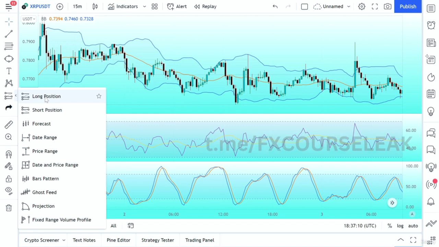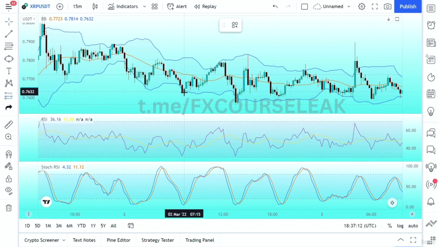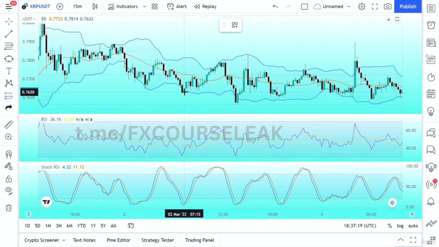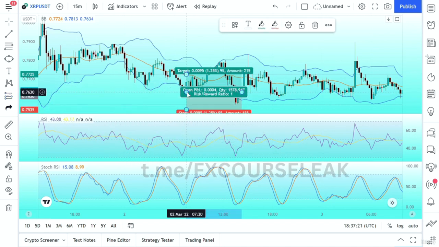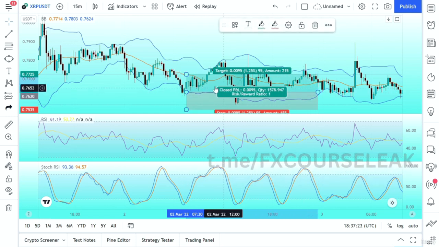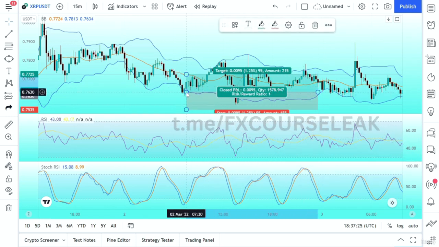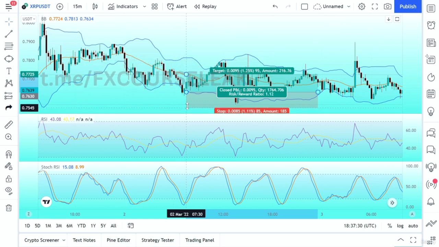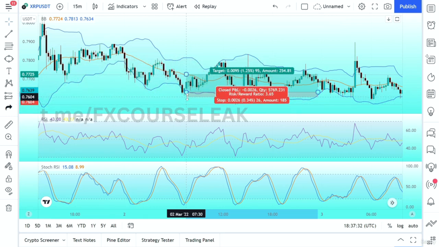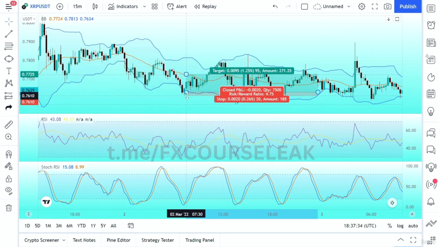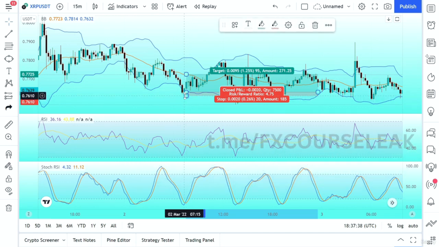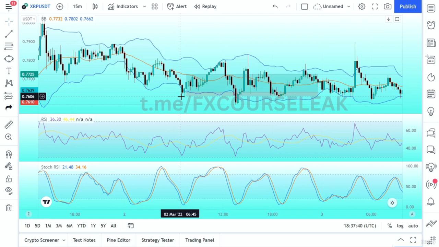I will put the long position indicator at the body of the candle, not on the wick of this candle. Then I will drag the top to the wick of the candle on which I am going to take an entry. So I dragged this top to the wick of that candle, here.